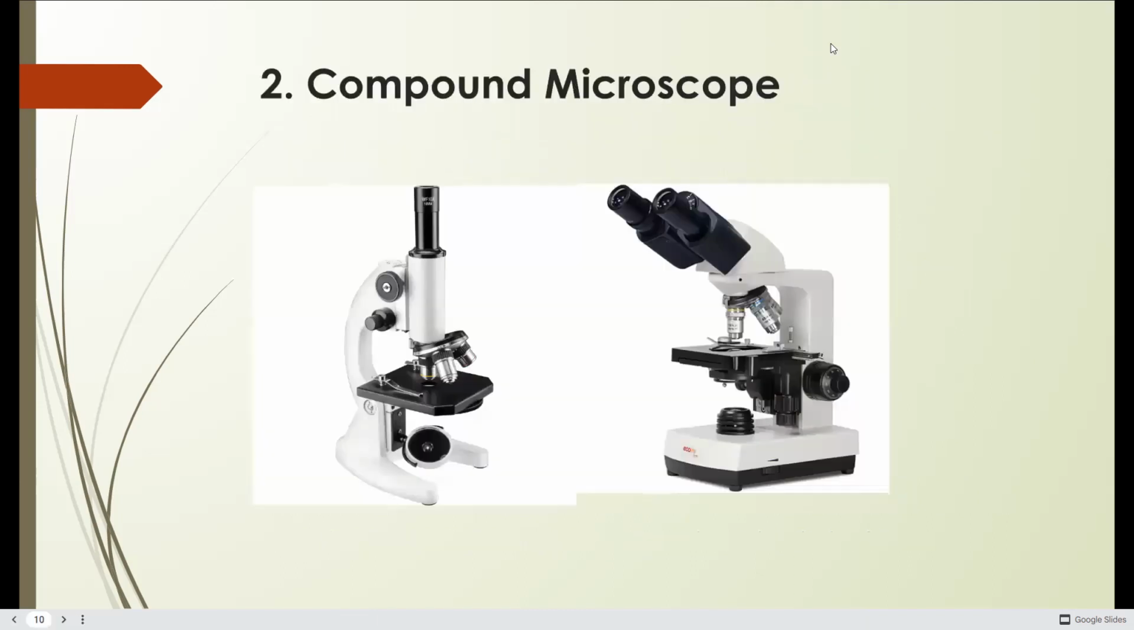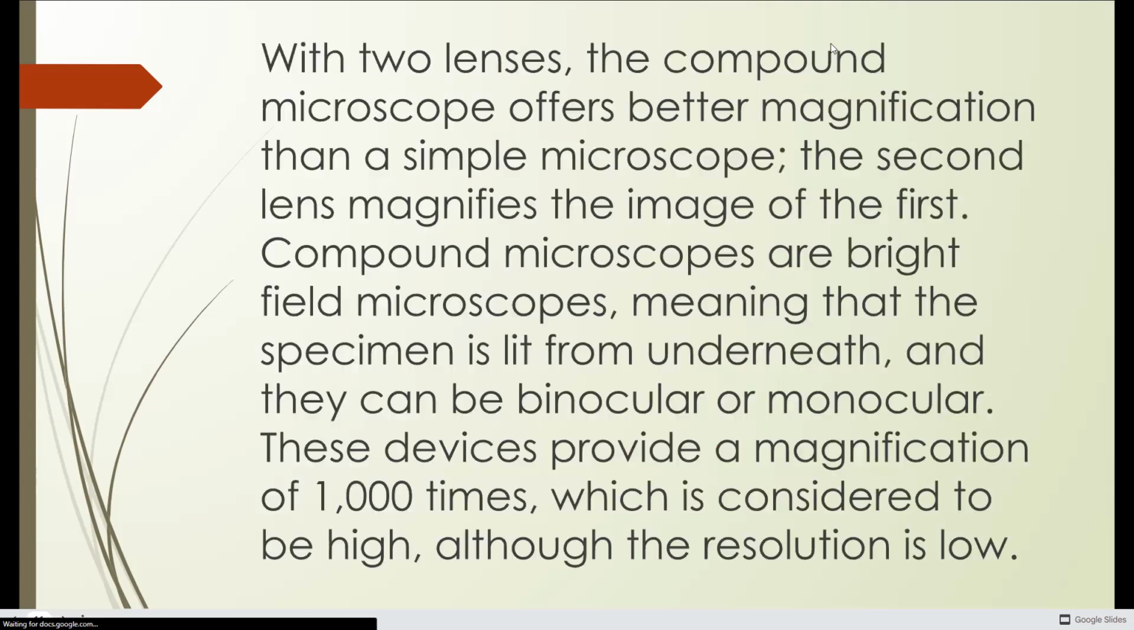The second type of microscope after the simple microscope is the compound microscope. This one, which is the one we are actually using, is a binocular microscope. With two lenses, the compound microscope offers a better magnification than the simple microscope. The second lens magnifies the image of the first.